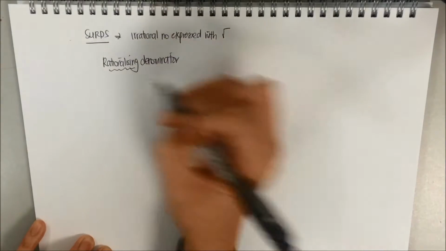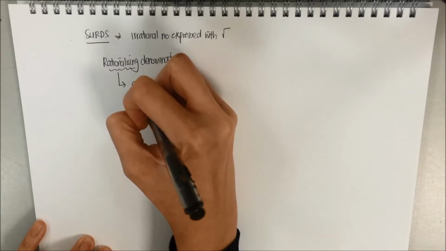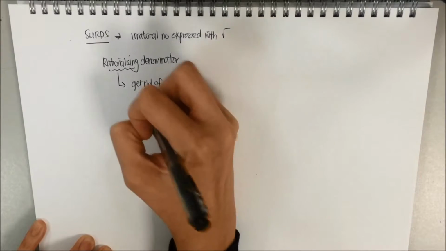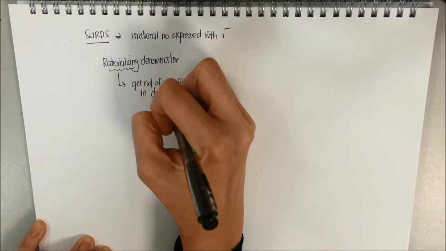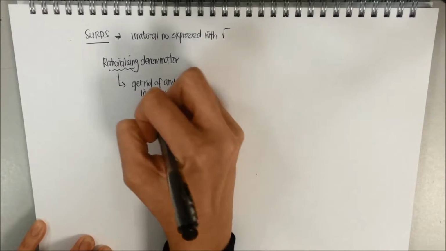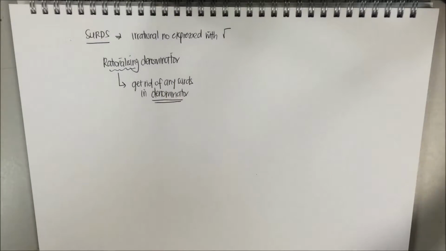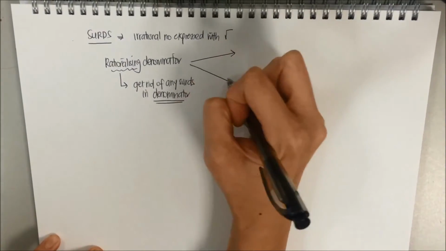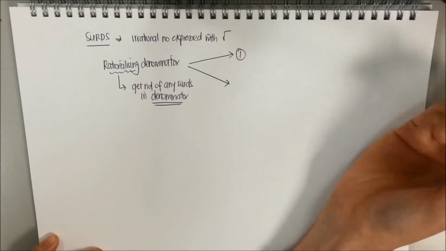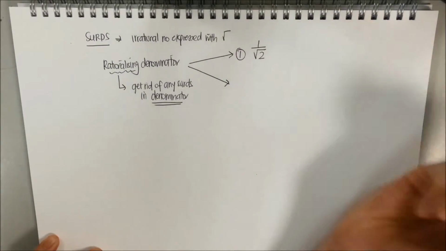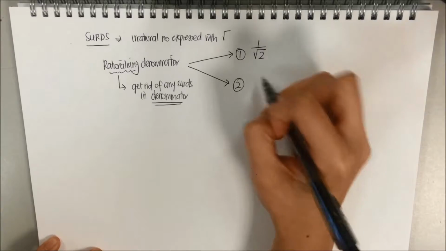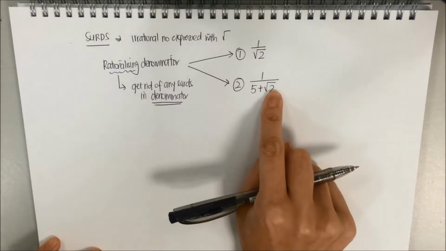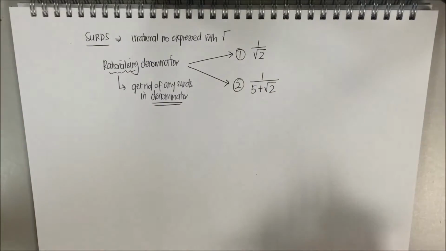What does it mean to rationalize? We want to get rid of any surds in the denominator. Not the numerator, but the denominator, in its simplified form. So there are two scenarios where we have to rationalize the denominator. The first scenario is when there is one surd in the denominator. And the second scenario is when there are two terms and one of them contains a surd.